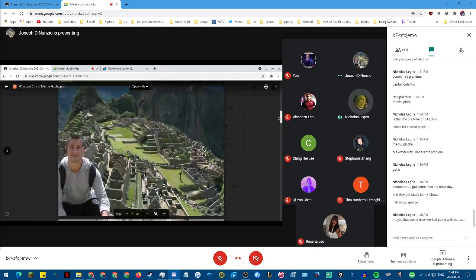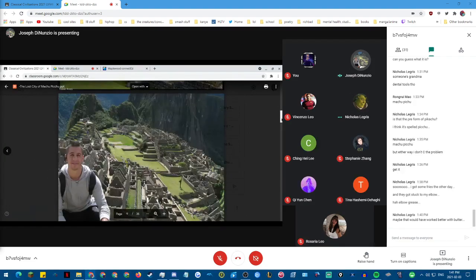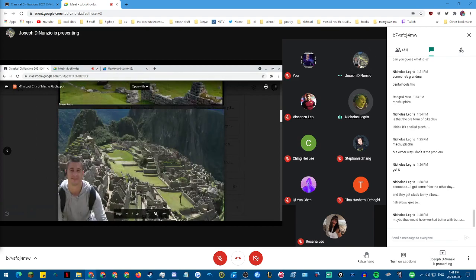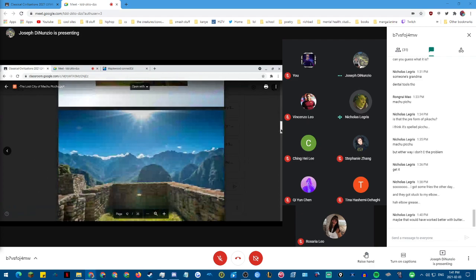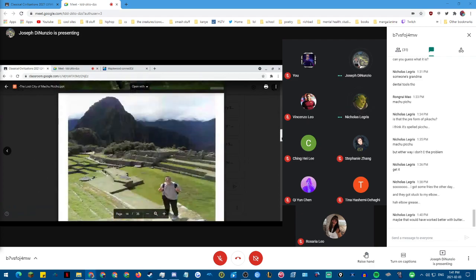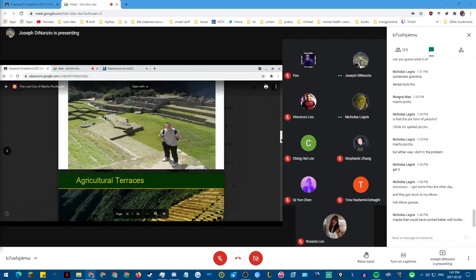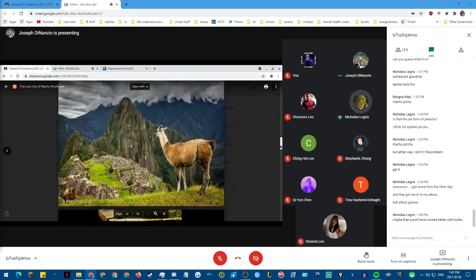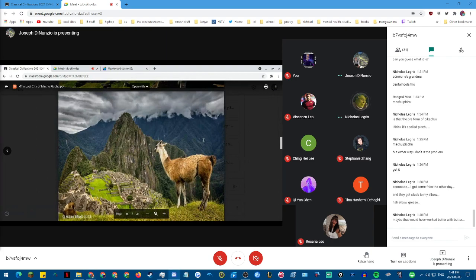Wait, what was the animal back there, sir? Yeah, the alpaca. Oh, I thought it was a llama. Yeah, there's alpacas and llamas. I would have made a joke by saying, "Oh, look, it's a llama," but now I think about it, that may be offensive to people who have that religion. So never mind.